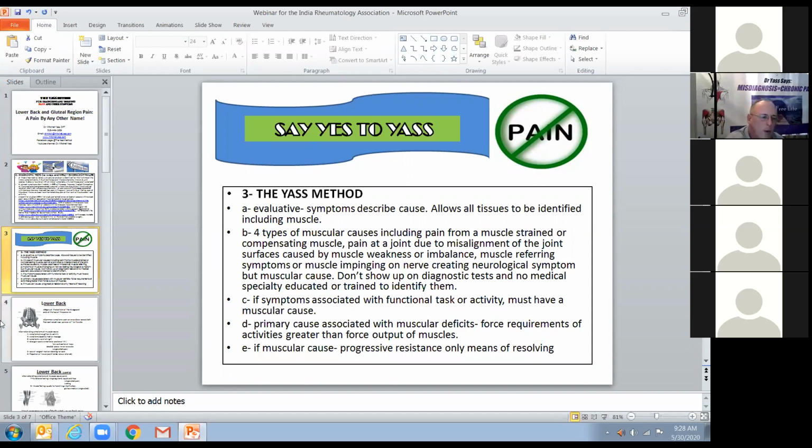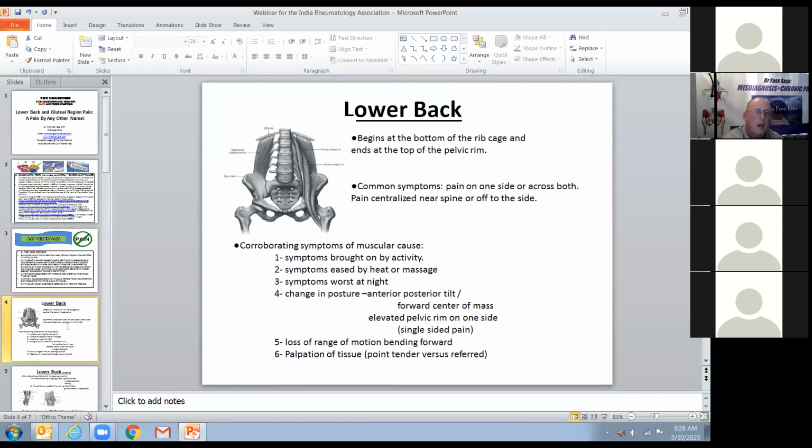All right? So that's kind of just a general overriding background to this whole thing. I'm going to try to briefly, I got maybe another half hour. That's not too bad. So the goal for today was to talk about the lower back and the gluteal region and how the Yass method works. So I just want to start by pointing out that the lower back begins at the bottom of the rib cage to the top of the pelvic rim.